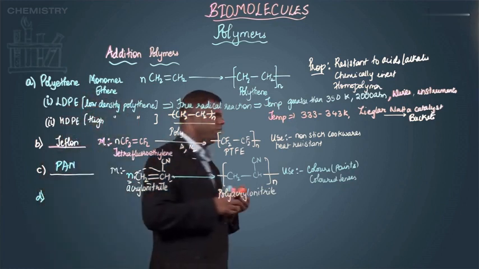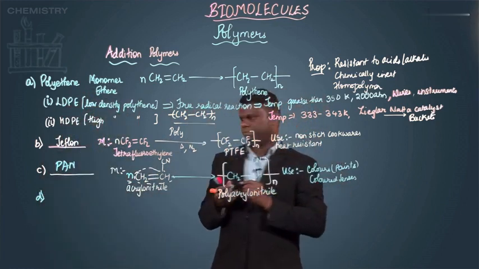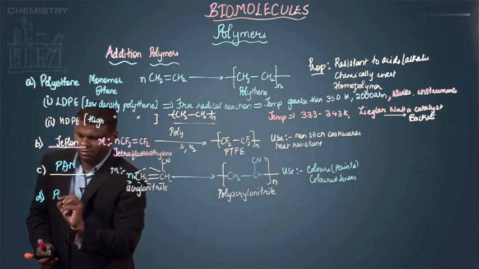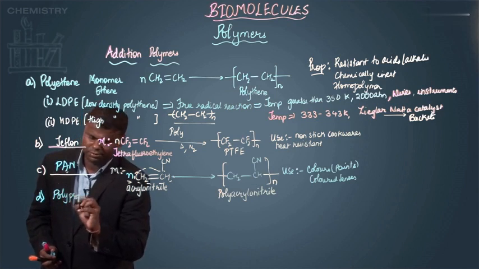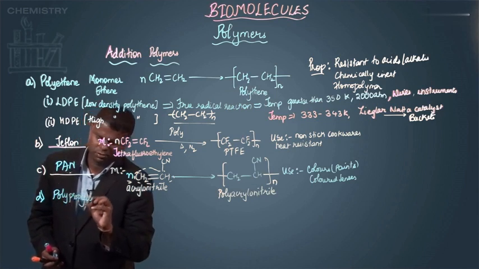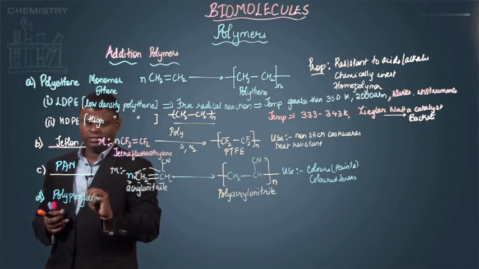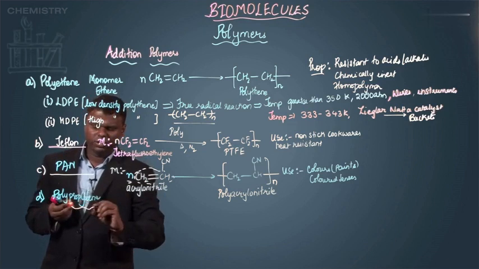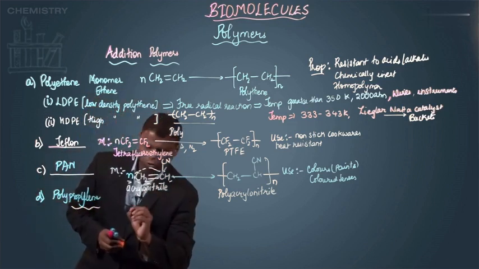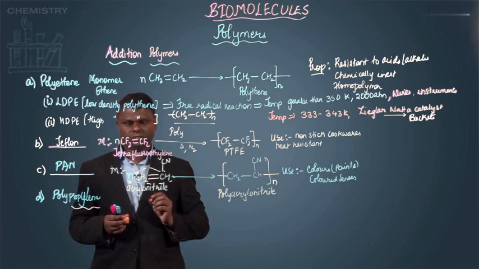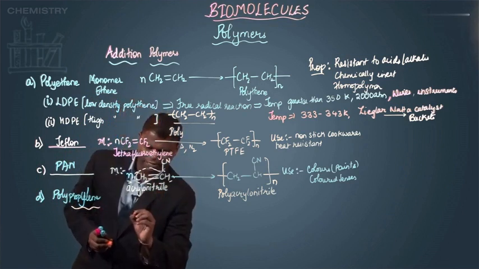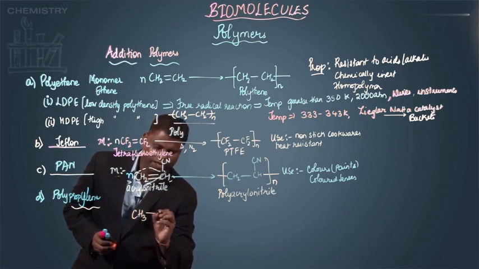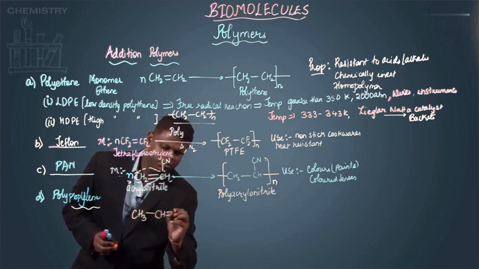Okay, then you have the next polymer. So the next polymer is going to be something that you have been using, that is polypropylene. So polypropylene, what exactly do you mean by polypropylene? As the name suggests, propylene is going to be the monomer. So the monomer is propylene. Prop means 3 carbons. So you have something like this: CH3, then you have CH double bond CH2.